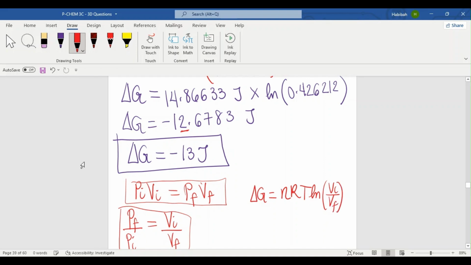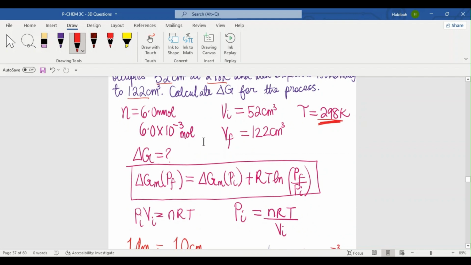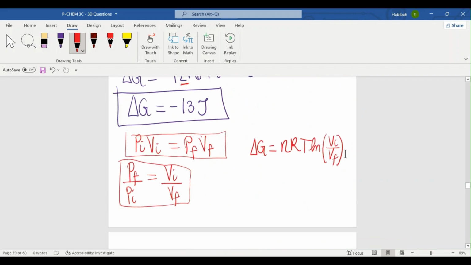So they didn't even have to go through the process of converting and finding the initial pressure and the final pressure. They just did 52 centimeter cube divided by 122 centimeter cube and substituted that in here, and then they used the number of moles times the gas constant times temperature, and they got negative 13 joules. So I want to give you guys a short classwork: you should actually do this. I believe you're going to be getting 13 joules, even though I didn't actually solve it.